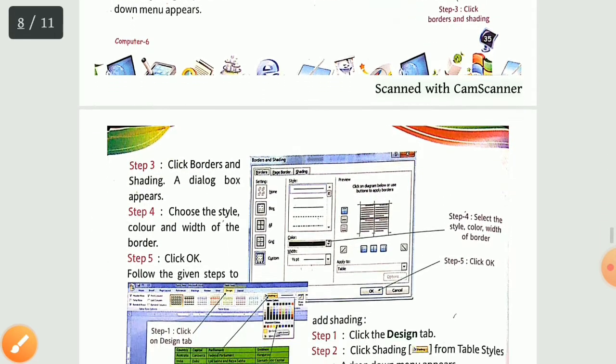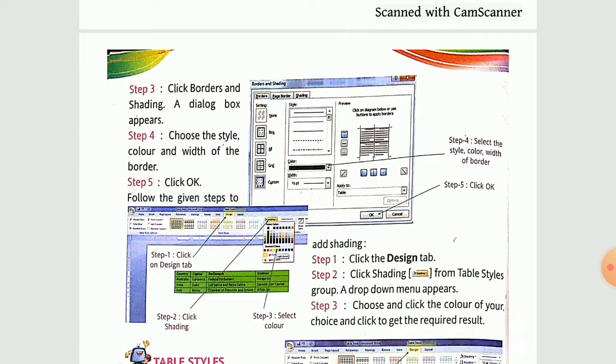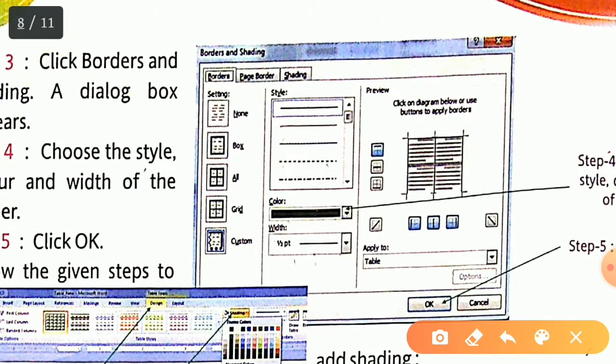Now the fourth one. When you click on that borders and shading, such a dialog box will appear, and then you have to choose the style, color, and width of the border. See this one, this one is the style. It means you want a single line, a dotted line, or a double line. So the style you can choose from here. The color, either you want it to be black or blue or purple, the color you can choose. Width, how much width you want for your border. Okay, so it means half point you want, 1 point, 1.5 points. Accordingly, you can choose by yourself.